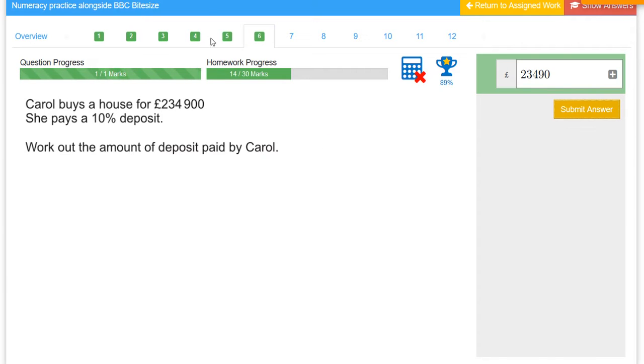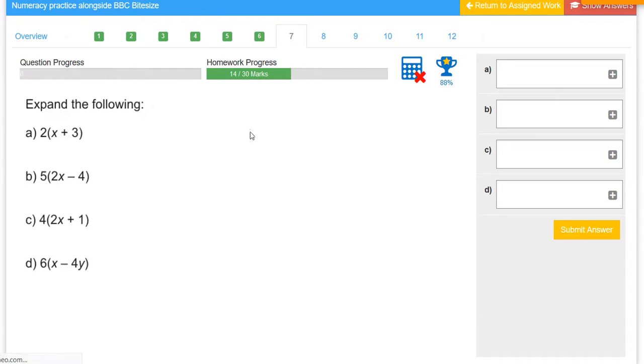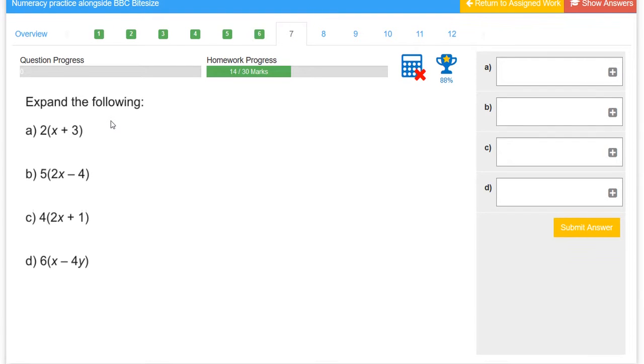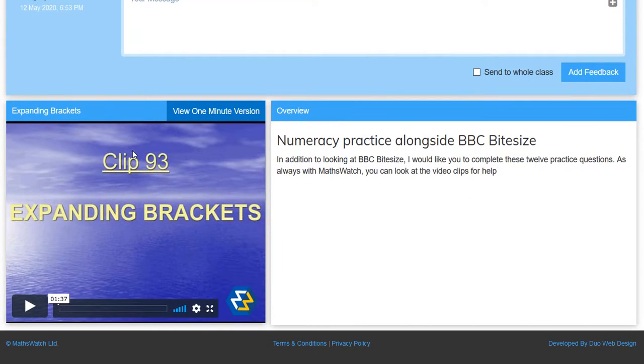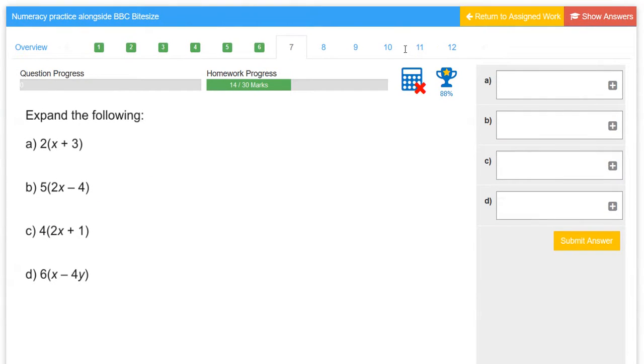And there we go. Question 7. Let's have a look. We're going to expand these. Now, the secret of expanding, again, if you can't remember, go down, have a look at that video on expanding brackets. So I have 2 lots of x plus 3. So 2 times x, 2 times 3 will give me 2x plus 2 times 3 is 6.